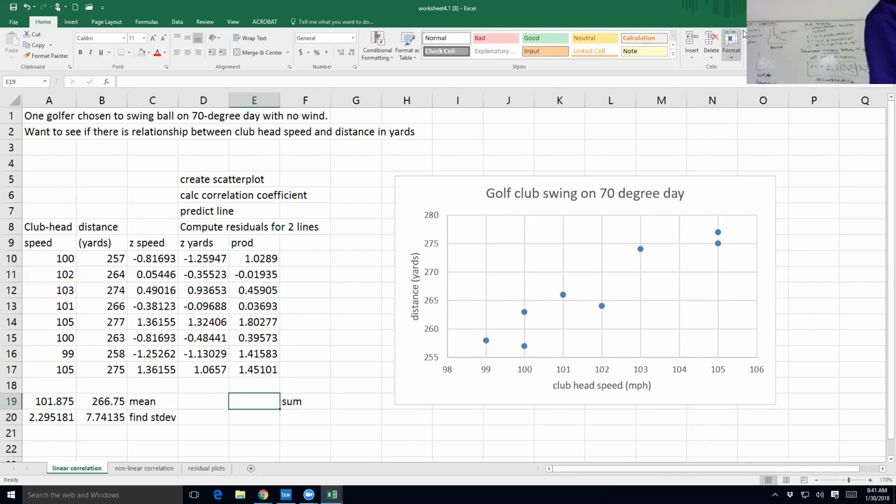Add up the products column. Okay. Get a value of 6.57. What is the last step?